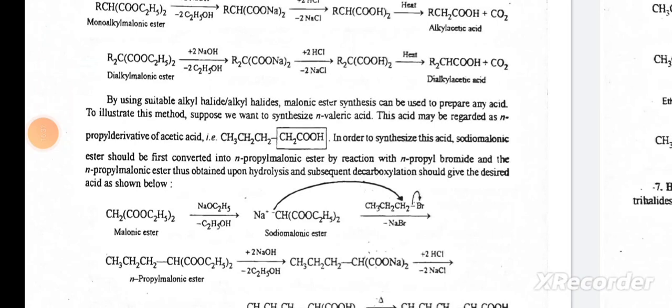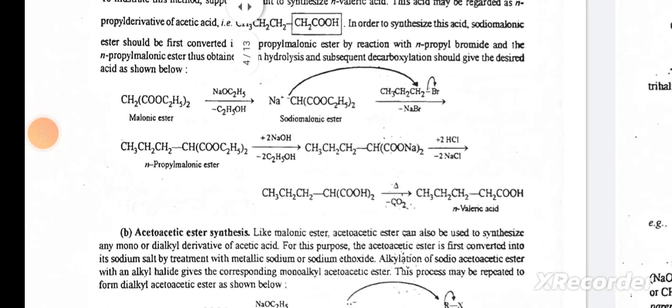To illustrate this method, suppose we want to synthesize n-valeric acid. This may be regarded as n-propyl derivative of acetic acid. In order to synthesize this acid, sodium malonic ester should be first converted into n-propyl malonic ester by reaction with n-propyl bromide, and the n-propyl malonic ester thus obtained upon hydrolysis and subsequent decarboxylation should give the desired acid as shown below. Malonic ester, sodium malonic ester, n-propyl malonic ester, and valeric acid.